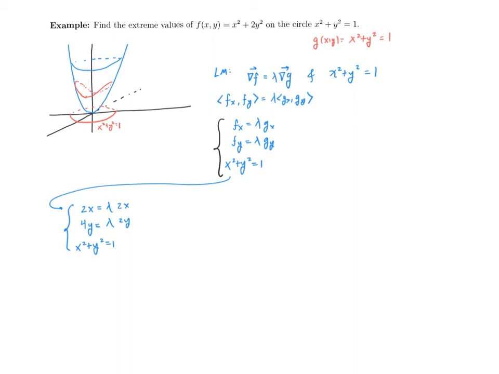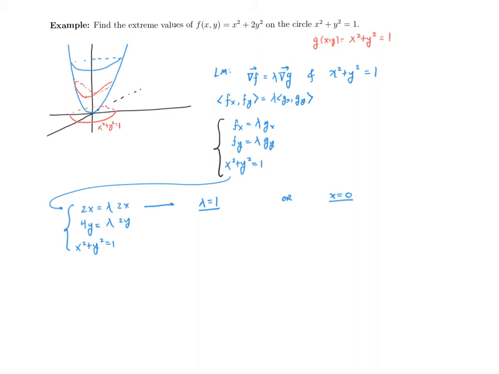So if we focus in on these gradient equations, one technique, or in this case observation we can make, is if we look at that first equation, 2x equals lambda 2x. There's two possible ways that equation can be satisfied. You can have lambda is equal to 1, or you can have x is equal to 0. And those are the only two possibilities. So let's start with lambda equals 1.